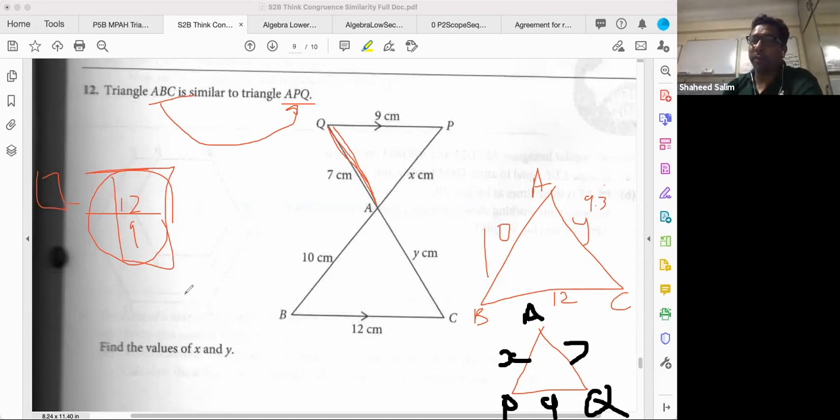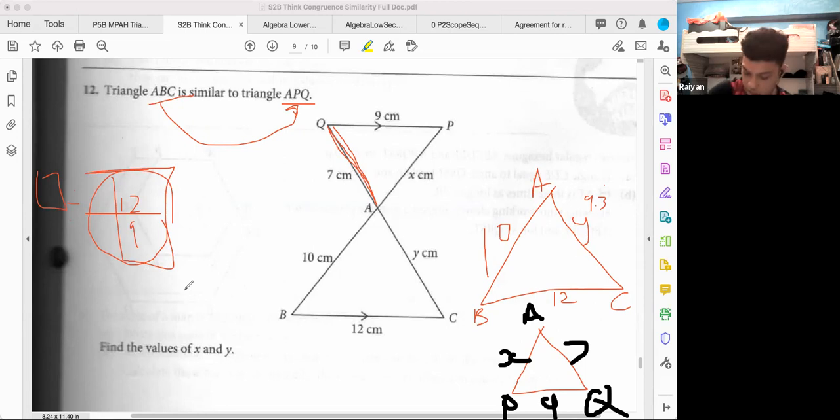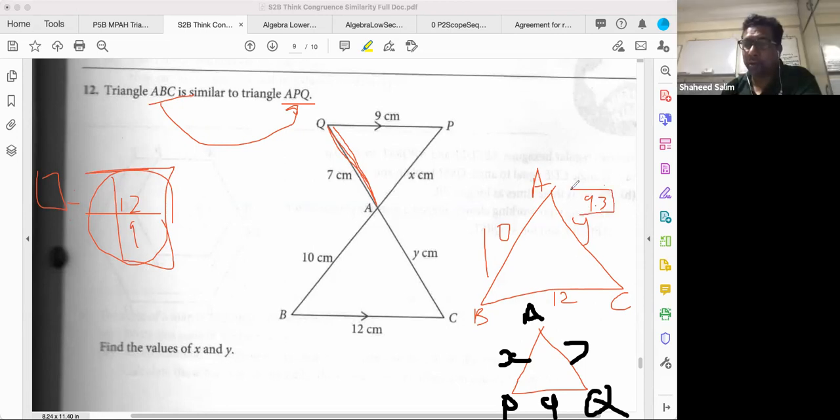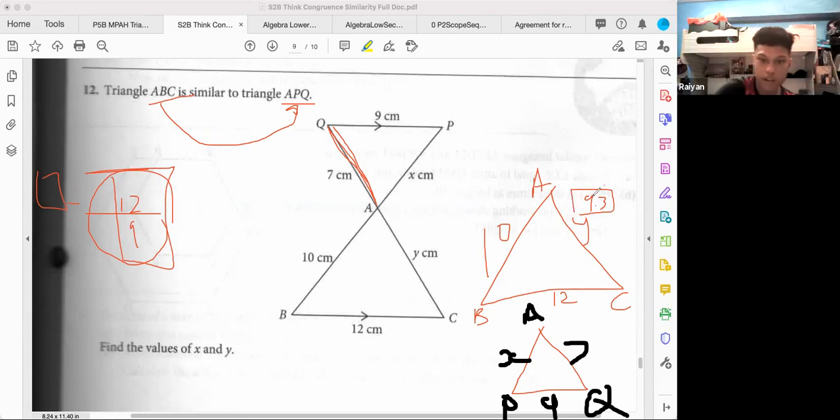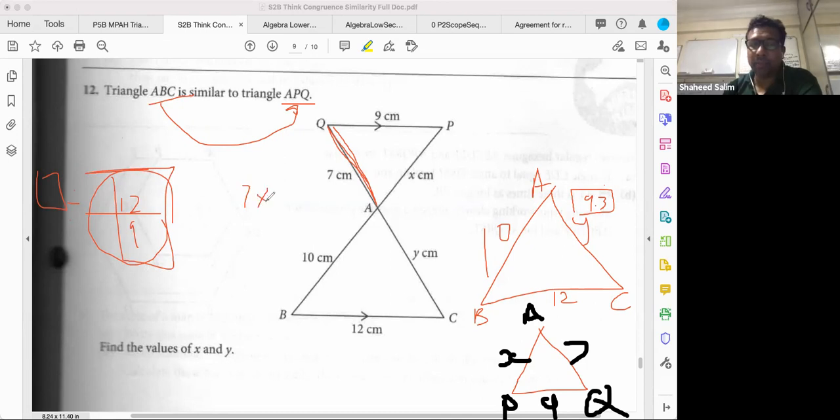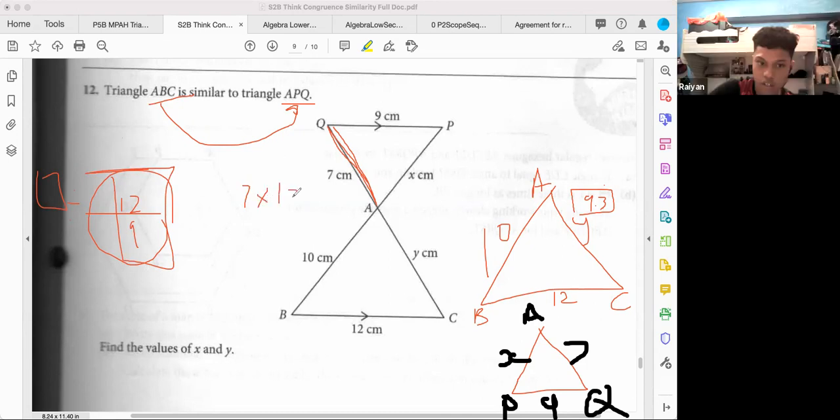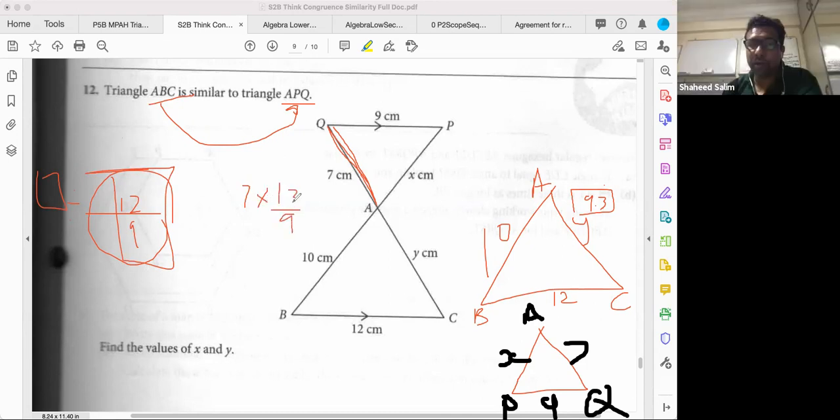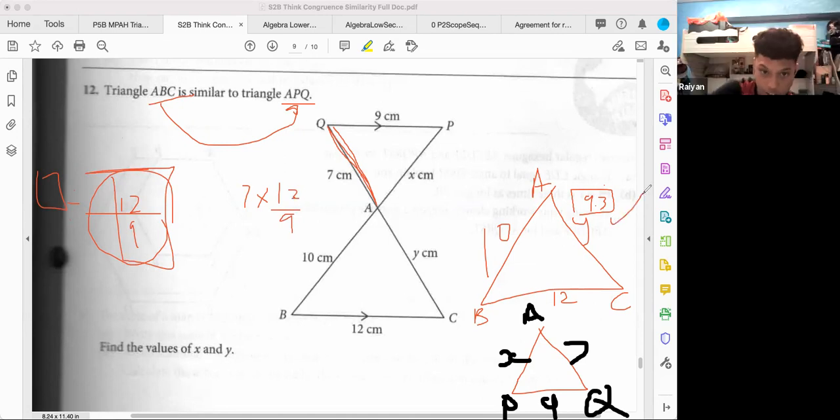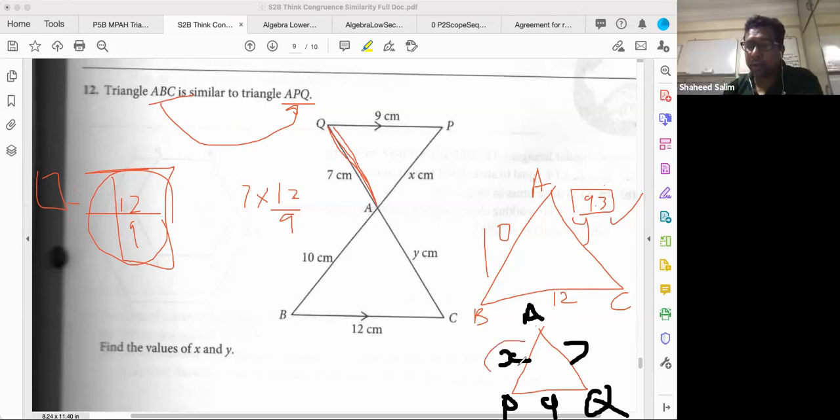No, you get it wrong. So y is 9.333, right? It's 7 times 12 over 9. You get 9.3333? Yeah, correct. That's the answer for y. Only y, not x.